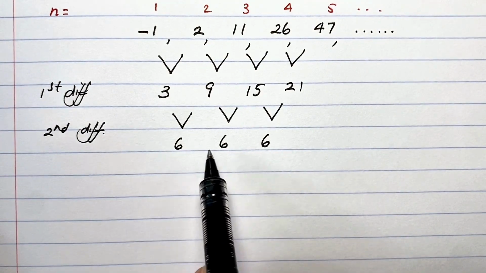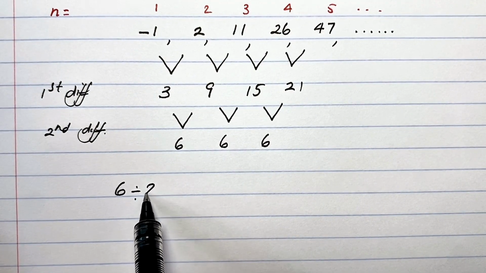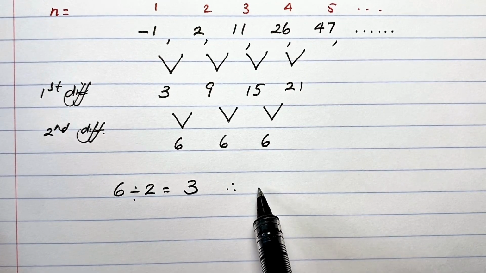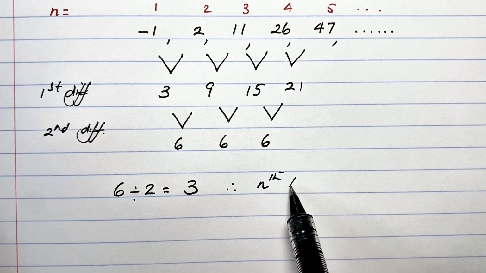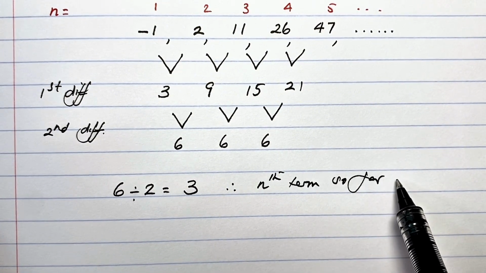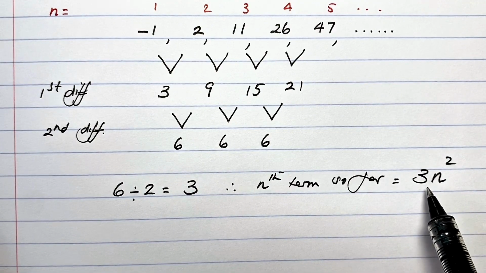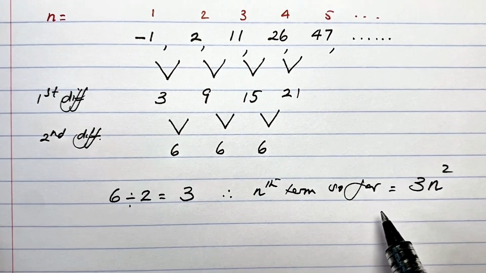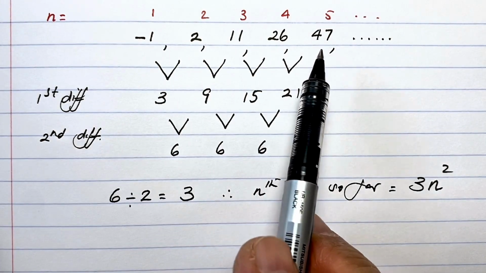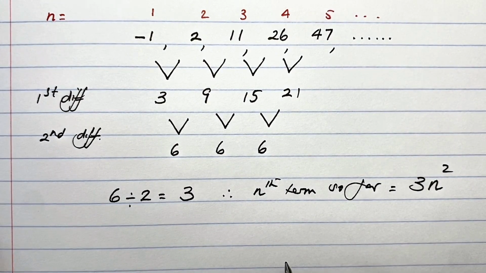Could be anything. Whatever it is, we have to divide by 2. So that becomes 3. Therefore, the nth term so far is 3 followed by n squared. As I explained in the previous example, 3n squared will produce some of these numbers, maybe not all of them. Let's go and see what are the leftovers.